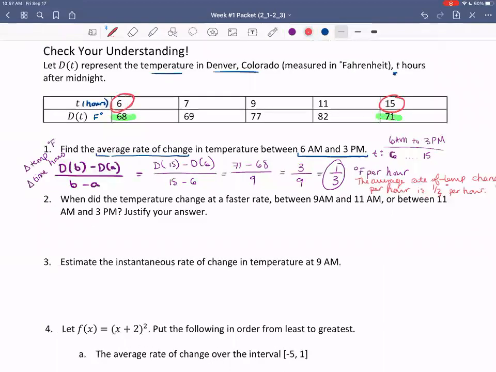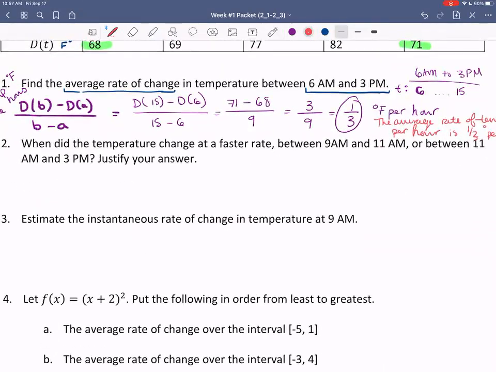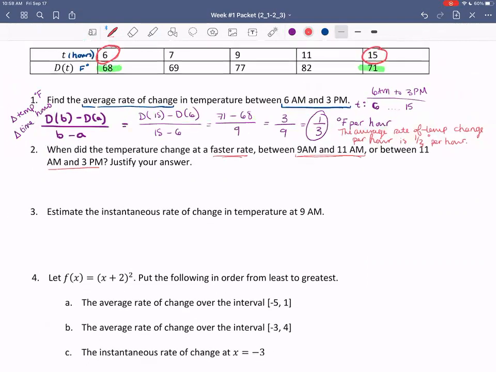So now let's take a look at number 2. And again, I'd like you to pause the video before continuing. Number 2 asks, when did the temperature change at a faster rate? Between 9 a.m. and 11 a.m. or between 11 a.m. and 3 p.m.? Justify your answer. To help you get started, what we need to do is to compute the average rate of change across the interval 9 a.m. and 11 a.m. and across the interval 11 a.m. and 3 p.m. So go ahead and pause the video and do that now.